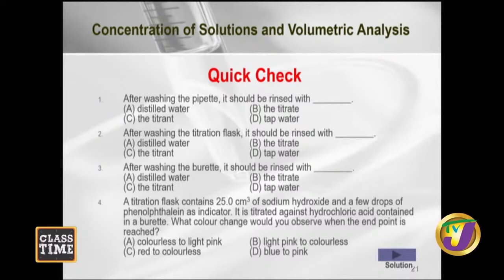All right, here's a beautiful question. A titration flask contains 25 cm³ of sodium hydroxide and a few drops of phenolphthalein as indicator. It is titrated against hydrochloric acid contained in a burette. What color change would you observe when the endpoint is reached? What color change? So, Ruth Ann did something for you. Do you remember the color change that we should expect?